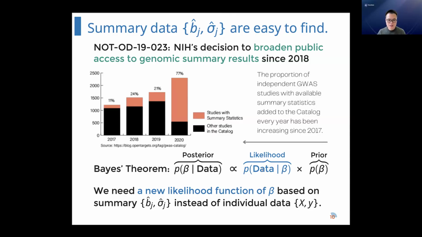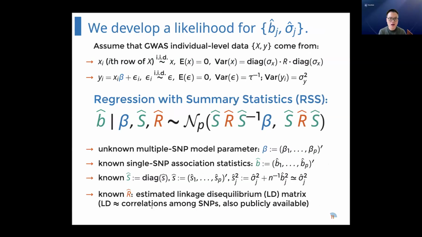Now we cannot use the traditional regression likelihood introduced in our textbook where X and Y are required. That motivates us to develop a new likelihood that does not rely on X and Y, but instead relies on the summary results that are published together with GWAS these days. So this is our solution. In short, our solution is the so-called regression with summary statistics likelihood, or RSS likelihood.